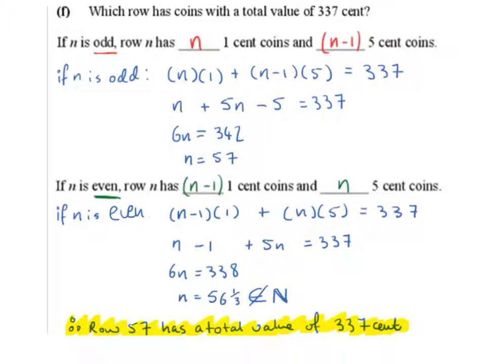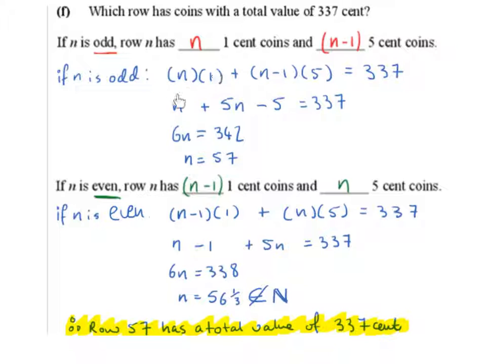F. Which row has coins with a total value of 337 cents? So we're going to take this statement from a previous question. If n is odd, row n has n 1 cent coins and n minus 1 5 cent coins. So if n is odd, we're going to have n multiplied by 1 cent plus n minus 1 multiplied by 5 cent, and this will be equal to 337.